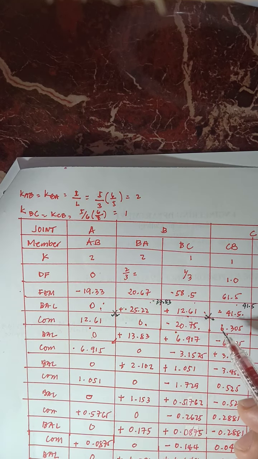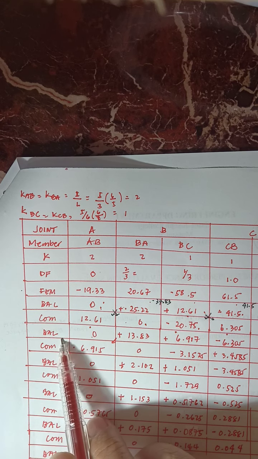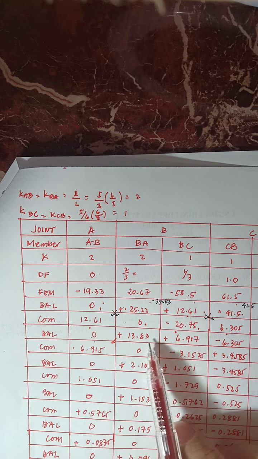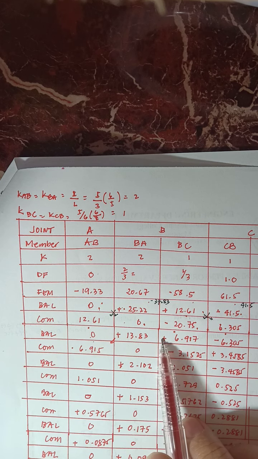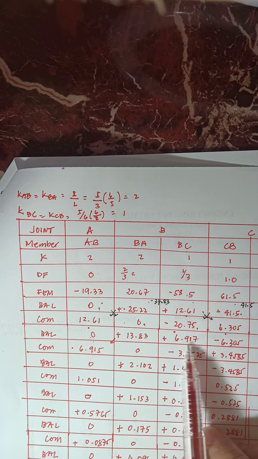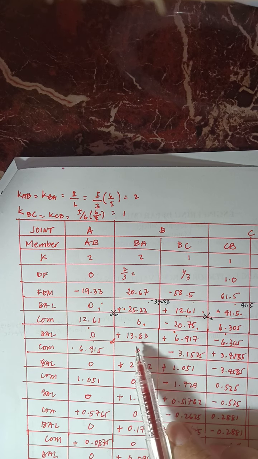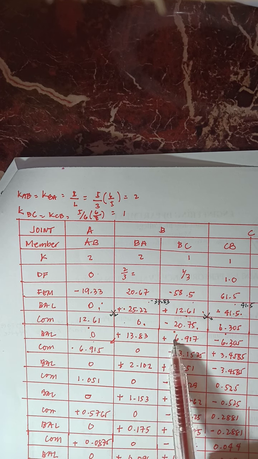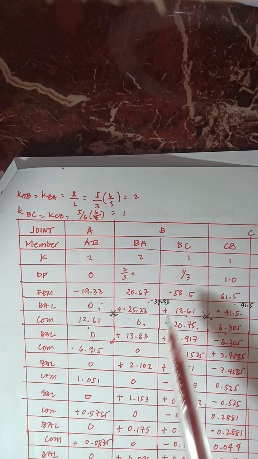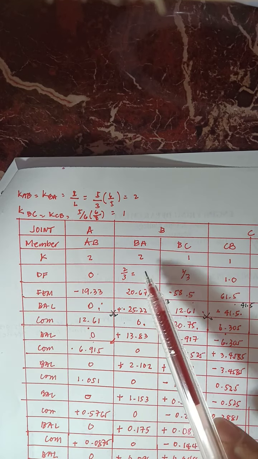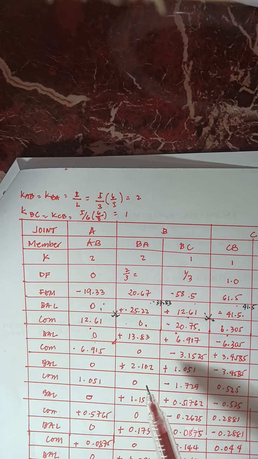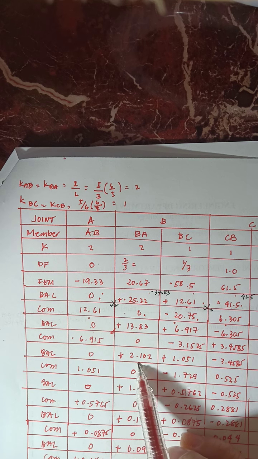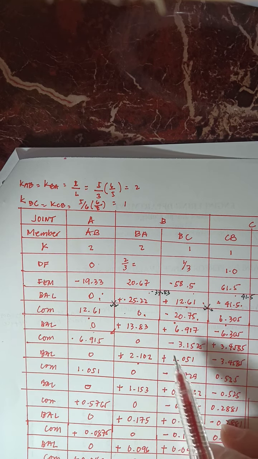Then we balance again. We don't balance at AB because the distribution factor is 0. At joint B you now have the moments 13.83 and 6.917, all positive, so you add them and multiply by the distribution factor 2/3. So the balancing moment is 2.102.